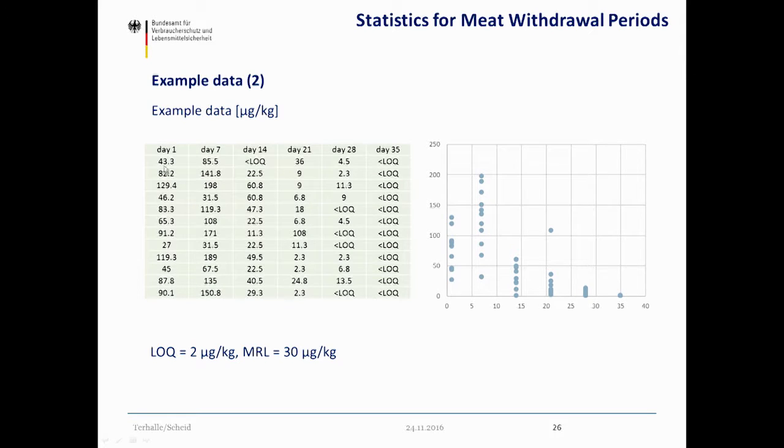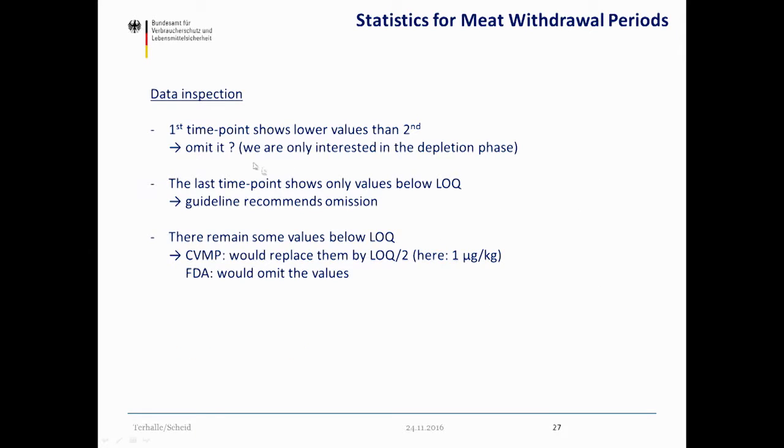And this is the same data set with an additional day. It was day 1, and here a day 35. So you can see from the additional day that the residues do not fit into this assumption of a straight line, these ones. And these ones are very low because they are below the limit of quantification. The first time point shows lower values than the second. Leave it out. We are only interested in the depletion phase.